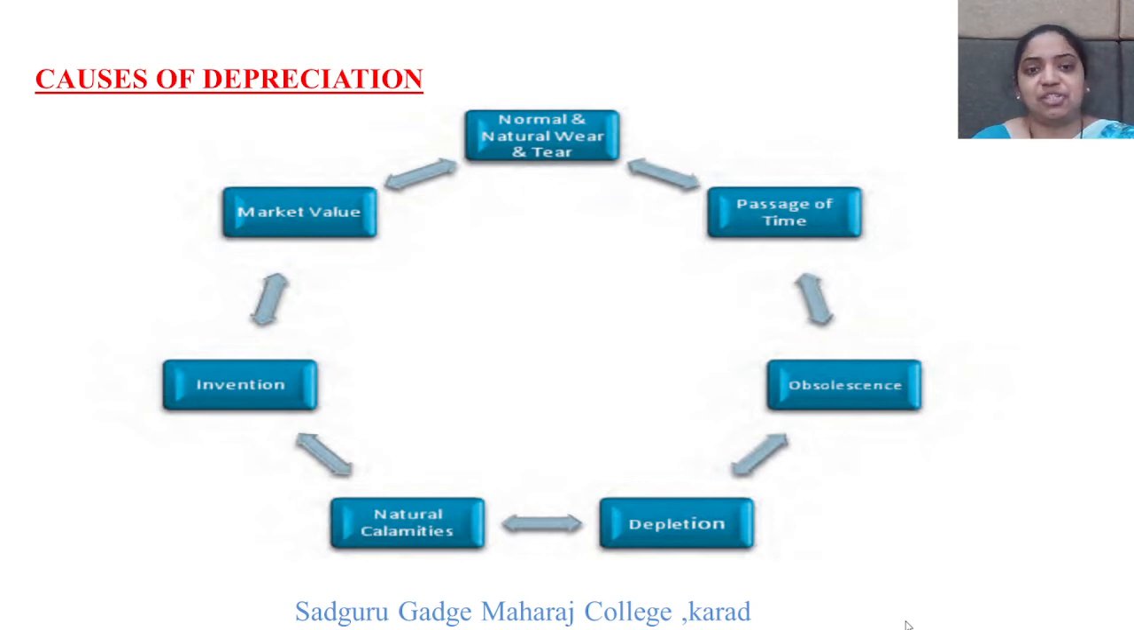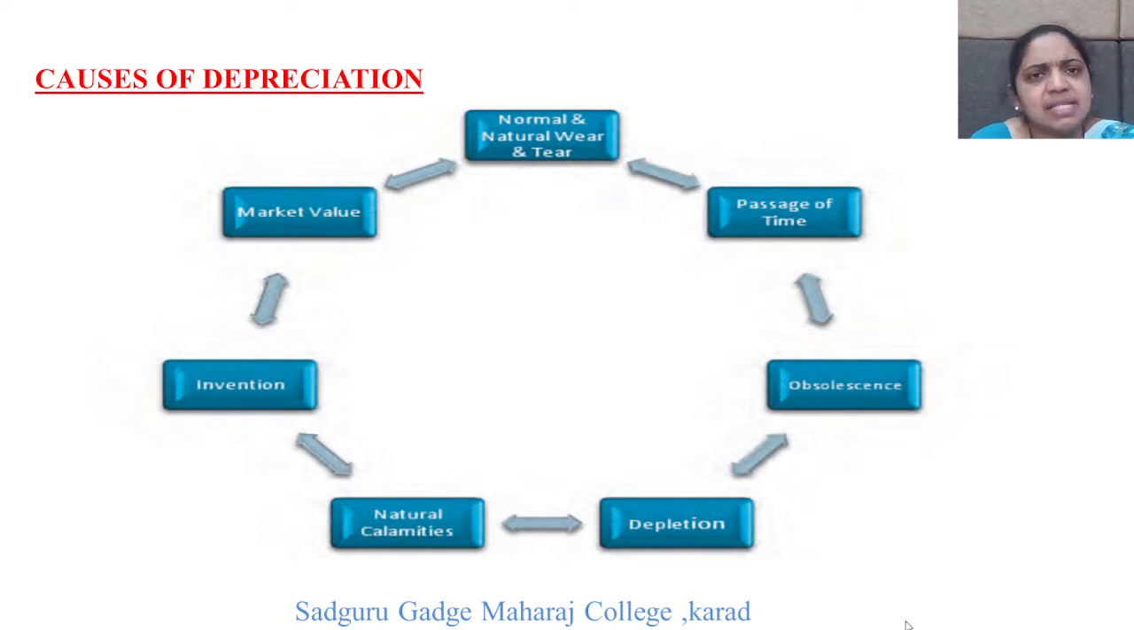Next is number 6, invention. When a new machine or asset is invented, the earlier machine and assets being used may lose their utility and hence their value decreases. Example: when the iPhone 8 was introduced in the market, the value of the iPhone 7 was reduced. People were using the iPhone 7, but when the iPhone 8 came into the market, the iPhone 7's value immediately decreased. When a new thing is invented, the old thing is immediately outdated. And the last is market value.